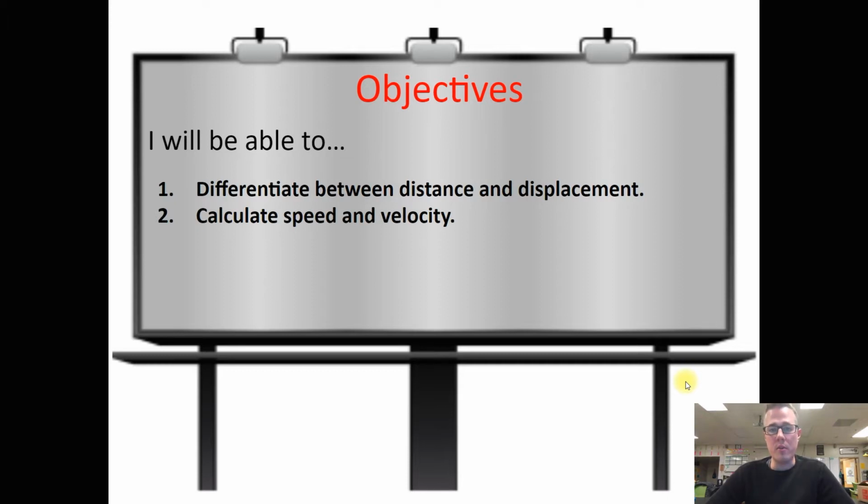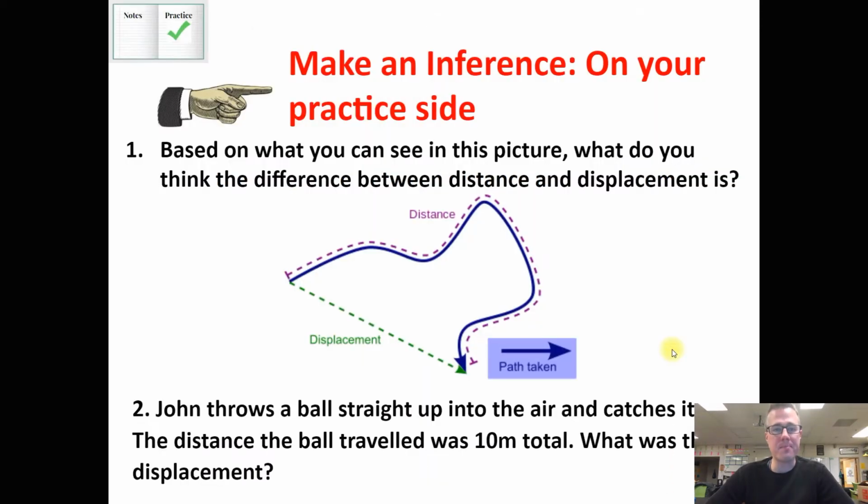So in physics, we have to be able to define what motion looks like using numbers, and that's what speed and velocity are all about. But we can't do speed and velocity unless we understand these other two terms called distance and displacement first. So that's the mission for today.